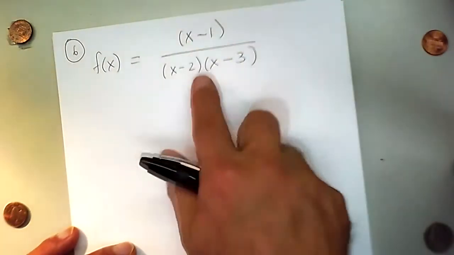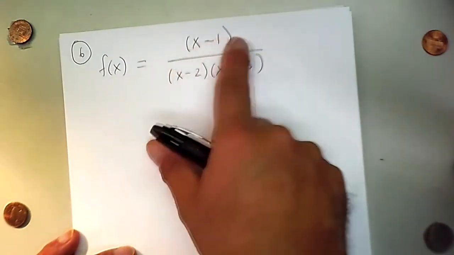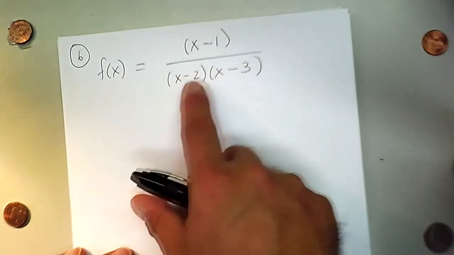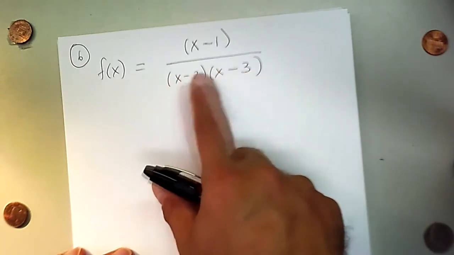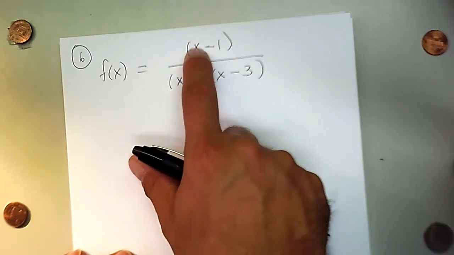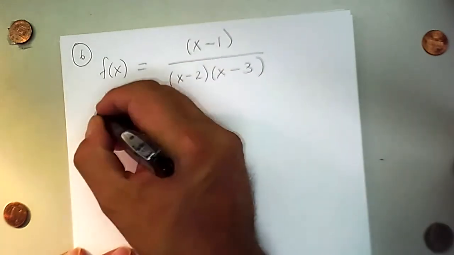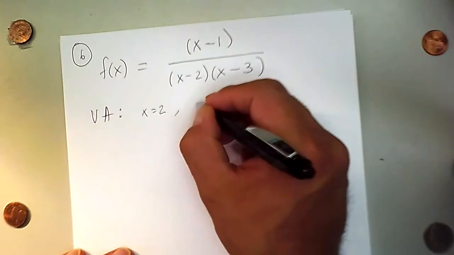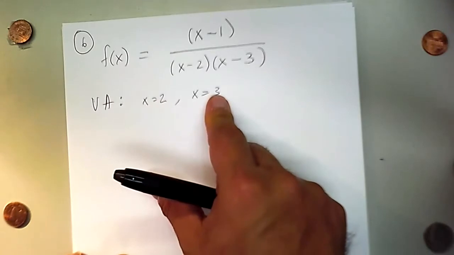Typically I'm going to give you problems where the denominator and numerator are already factored. If they're not factored, then we have to factor them. So we have vertical asymptotes coming from 2 and 3 because they cause the denominator to be 0, and yet when you plug in 2 or 3 on the numerator, you don't have 0. So we have vertical asymptotes: x equals 2, and x equals 3. We got 2 of them. That also tells us the domain, by the way.